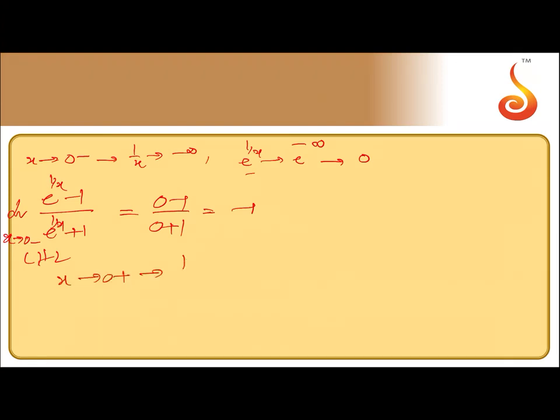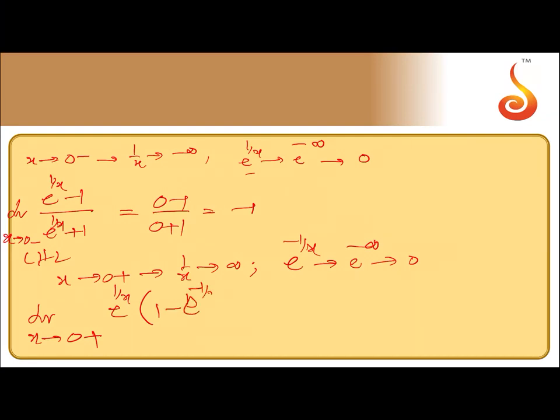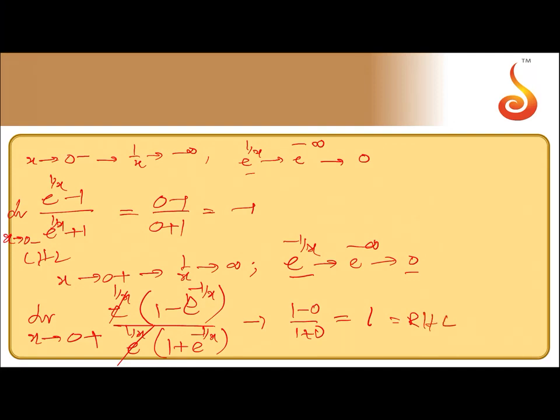Suppose x approaches 0 plus, then 1 by x approaches infinity, and e power minus 1 by x approaches e power minus infinity, which will be 0. So for the given problem as x tends to 0 plus, I shall take e power 1 by x common: 1 minus e power minus 1 by x divided by e power 1 by x into 1 plus e power minus 1 by x. These two get cancelled and e power minus 1 by x tends to 0, which gives you 1 minus 0 by 1 plus 0, equal to 1. This is the RHL.